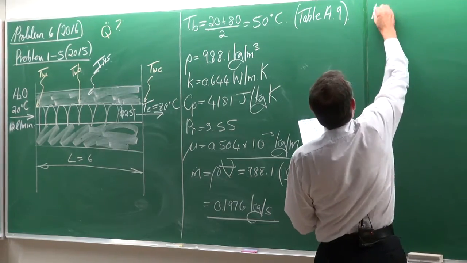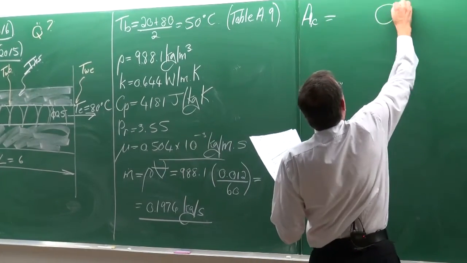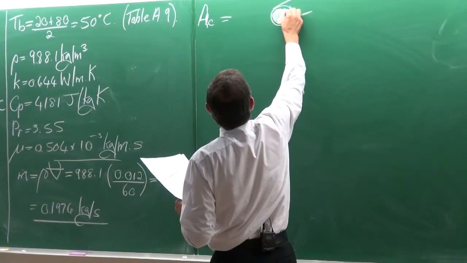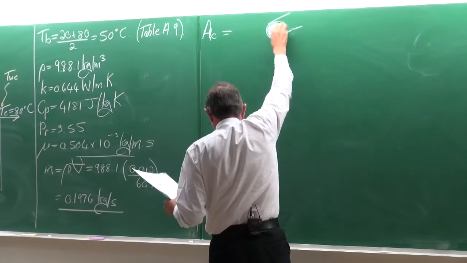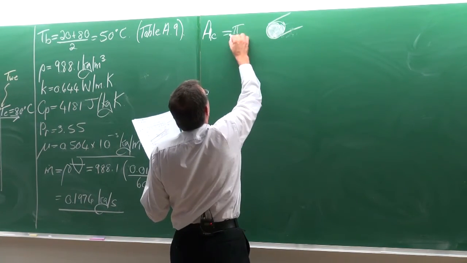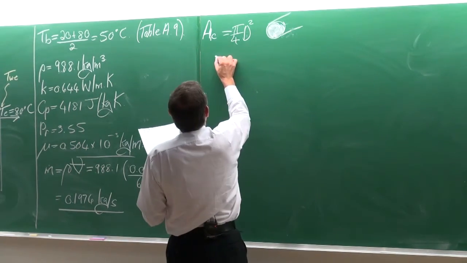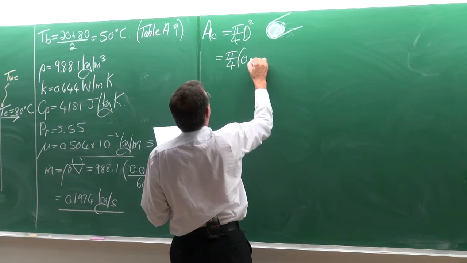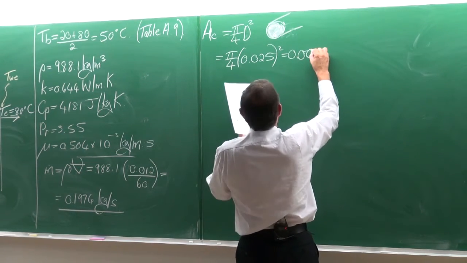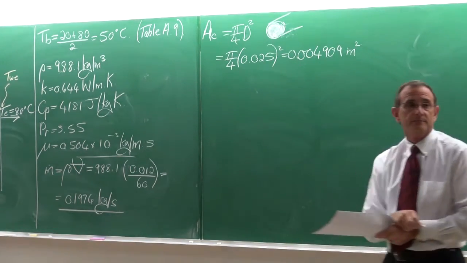So the cross-sectional area, if that is the tube, would be the area through which the water flows. It is that area there. And that is equal to pi divided by 4 multiplied by the diameter squared. The diameter is 1 inch, 25 millimeters. So that is equal to 0.004909 square meters.